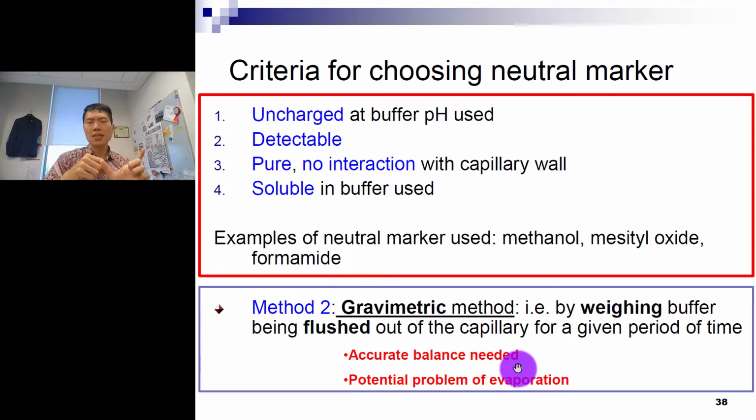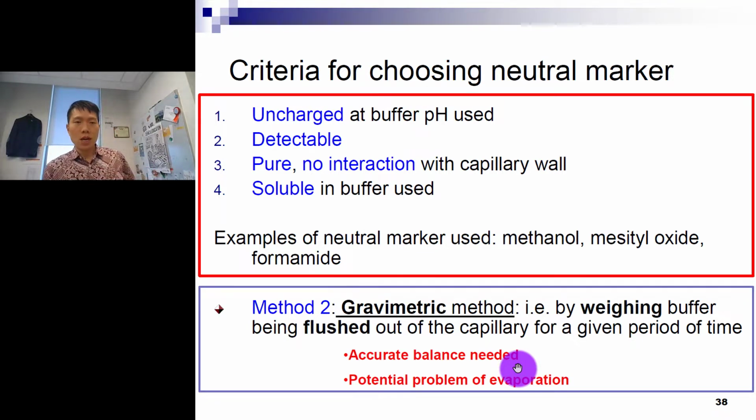We don't want it to be stuck inside such that, oh, maybe after 10 minutes, I see another peak. What is that? It's the neutral marker. It shouldn't be. It should have come up already. So there should be no interaction with the capillary wall. It should just come out first because it's neutral.